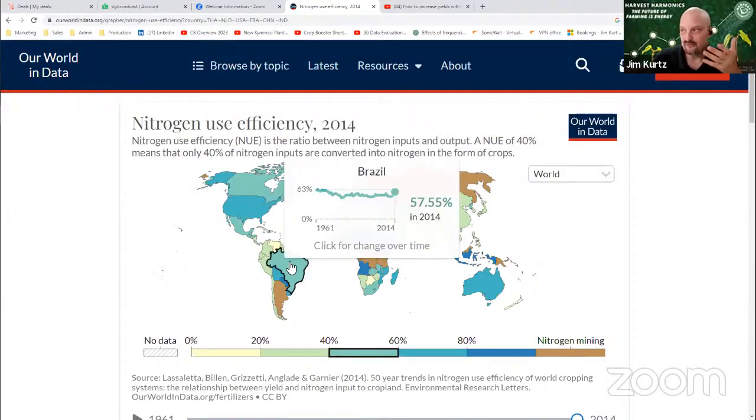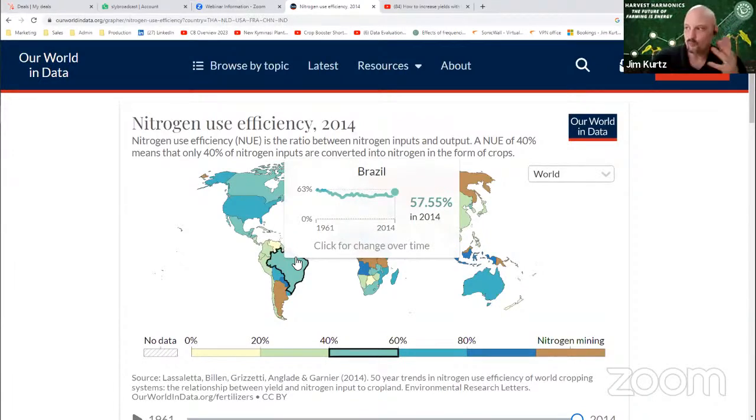Brazil, huge producer, 57%. That means that they're wasting 42.5% of their nitrogen. It's not going into the plants. It's actually going into the waterways. It's going into the atmosphere. It's just not getting to the plants. So what does that mean?